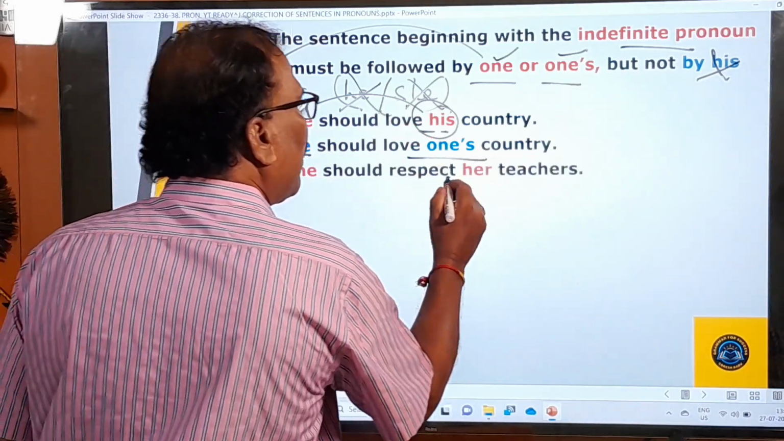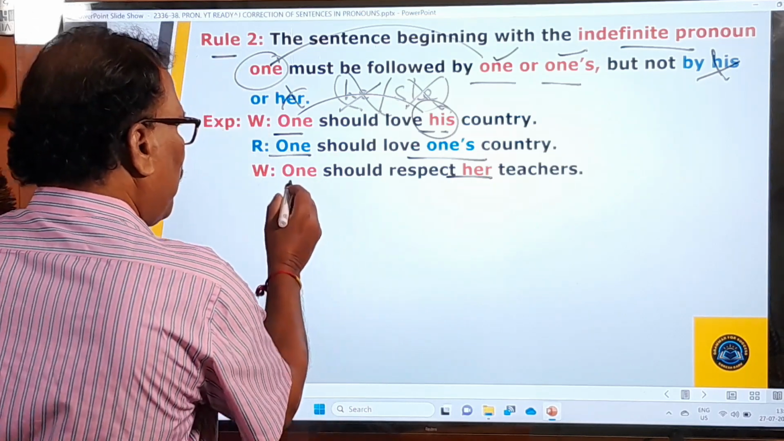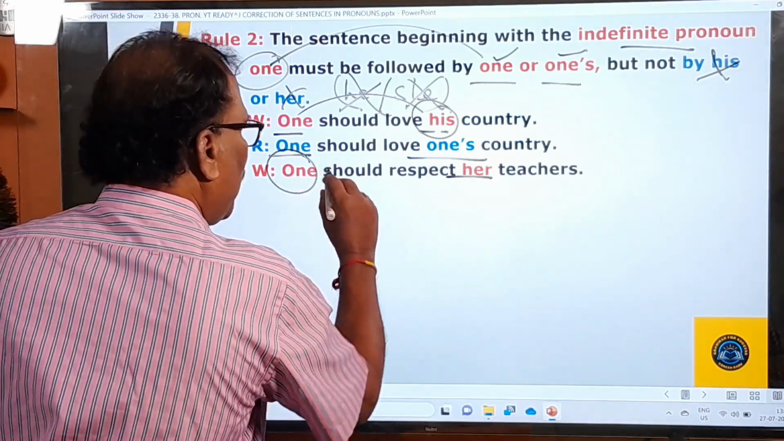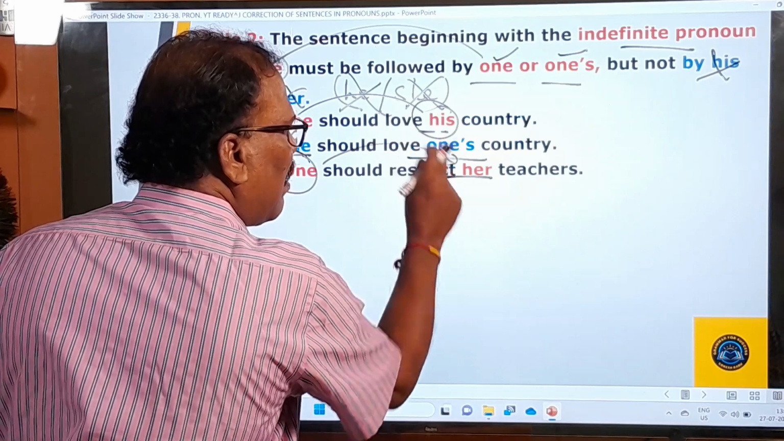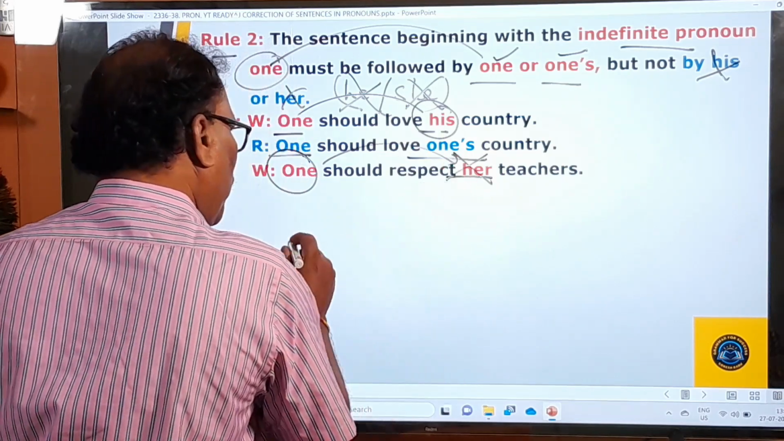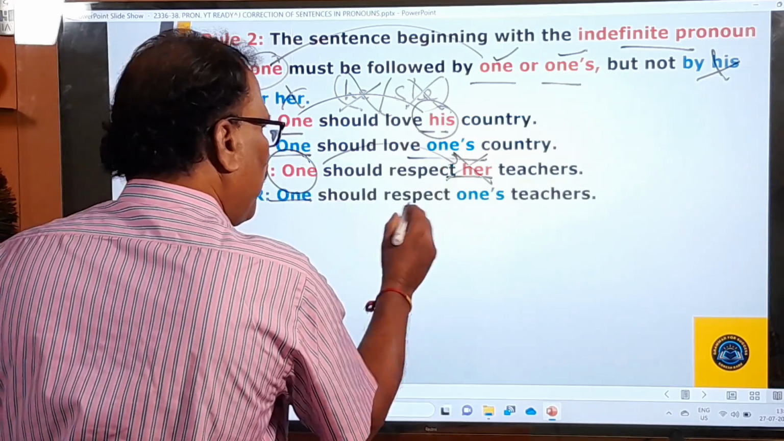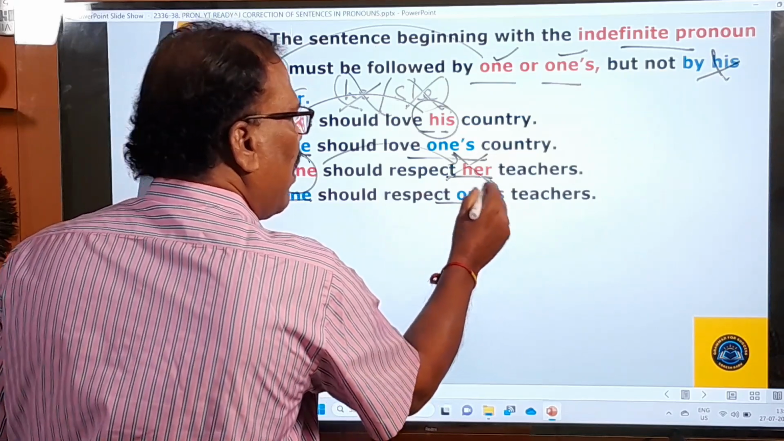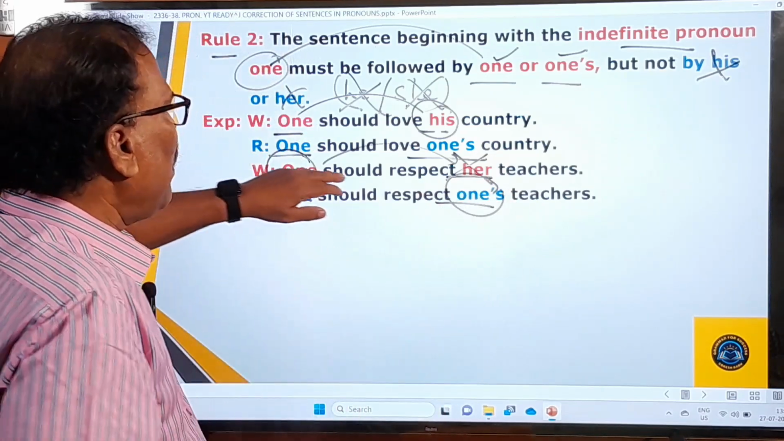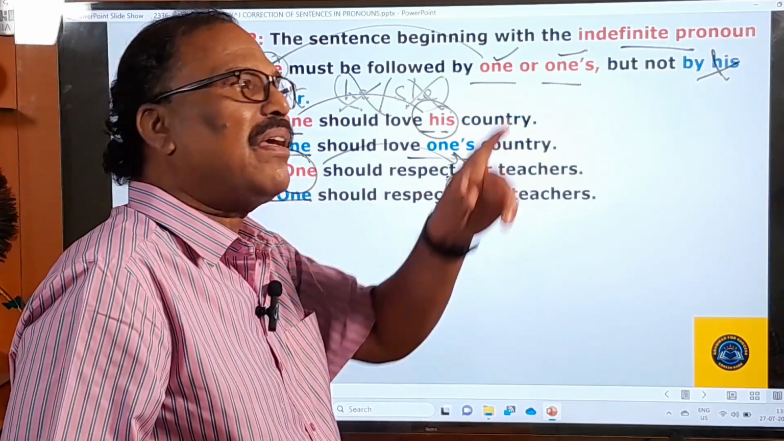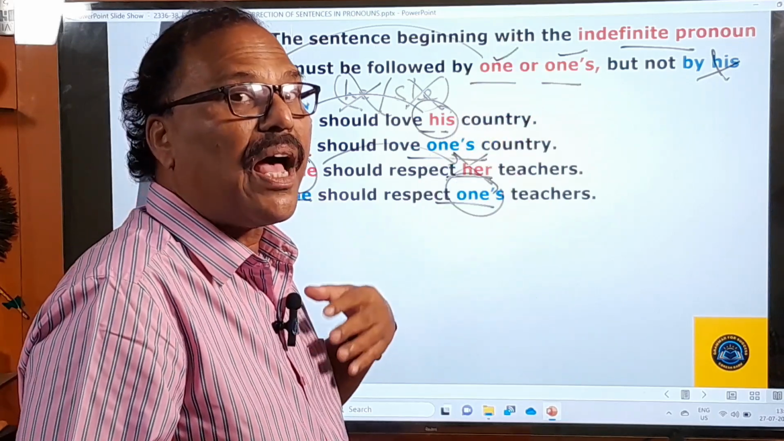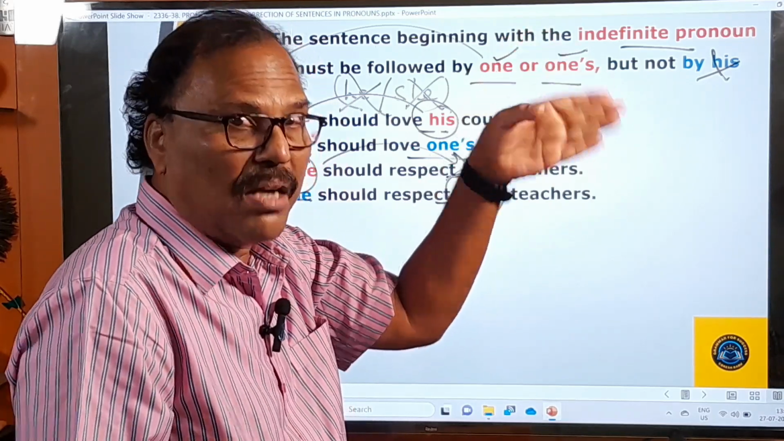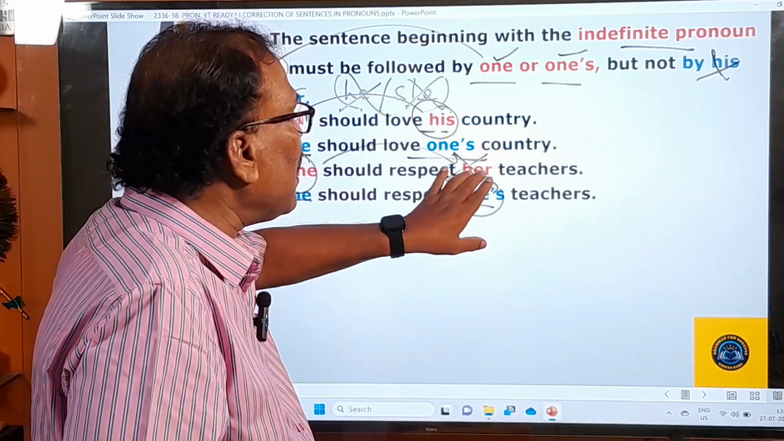"One should respect her teachers." Yes, after a sentence beginning with one, there should not be "her," "his or her." So this is wrong. What should we use? "One's." One is always followed by "one's." What is the meaning of the first sentence? "One should respect her teachers" means I should respect her teachers, not my teachers. This gives that kind of meaning.